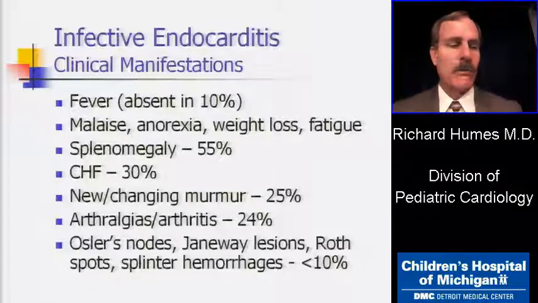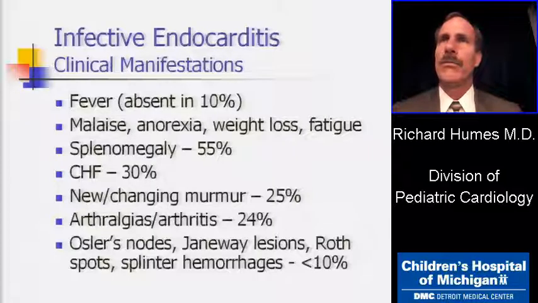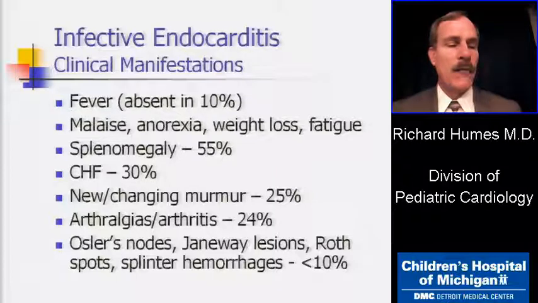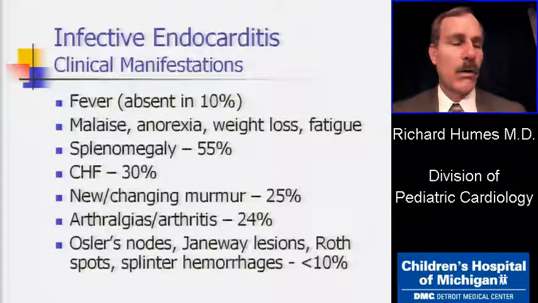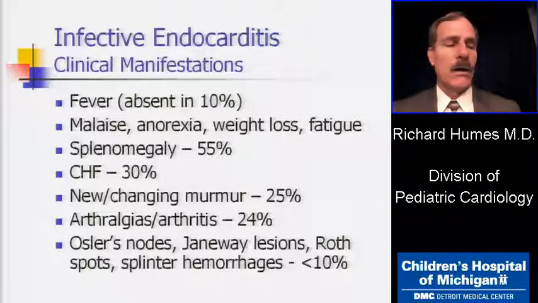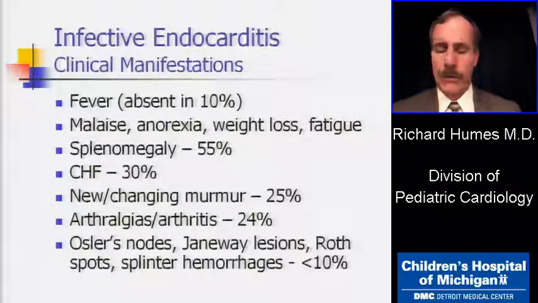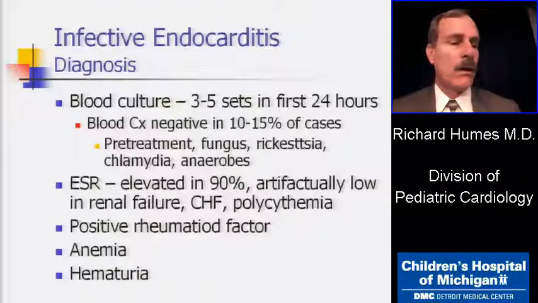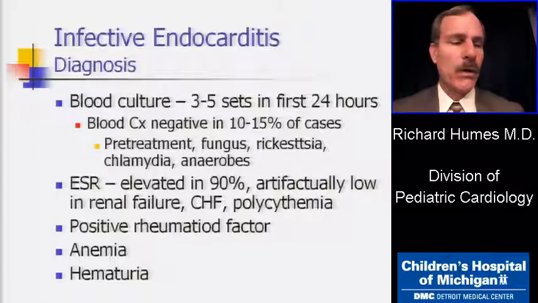They often can have weight loss and fatigue. Interestingly, splenomegaly can be present in a fairly large proportion of patients, and so if you feel a spleen tip, that might be a clue. You may have a new or changing murmur in a small percentage, and you may also have some peripheral signs, particularly if it's endocarditis on the left side of the heart: arthralgias, arthritis. Less frequently seen are Osler's nodes, Janeway lesions, Roth spots, and splinter hemorrhages. The diagnosis is by blood culture. You want to get multiple blood cultures over a 24-hour period.